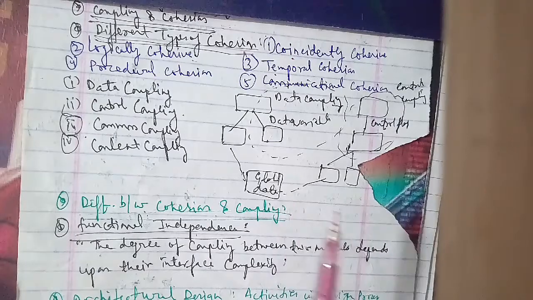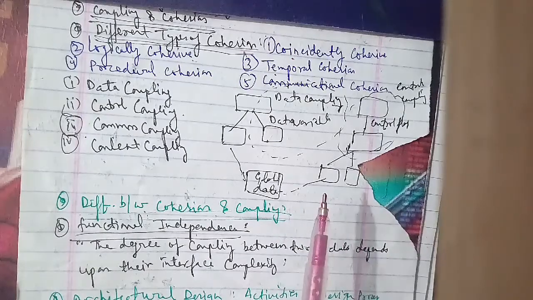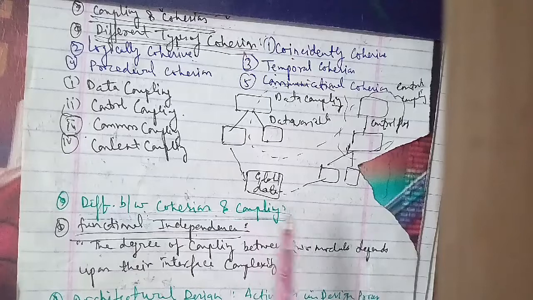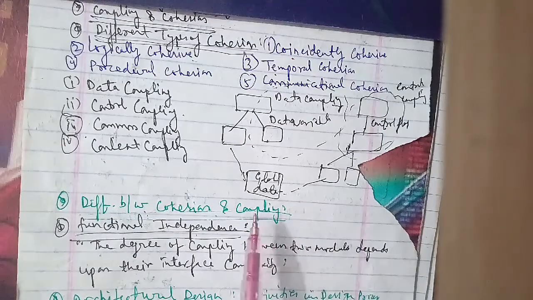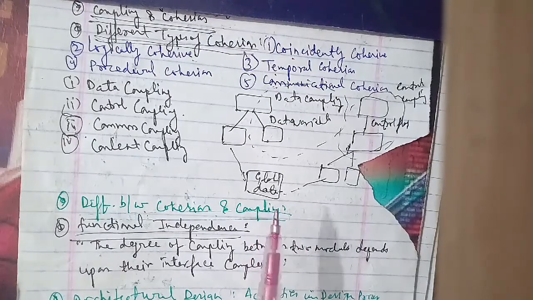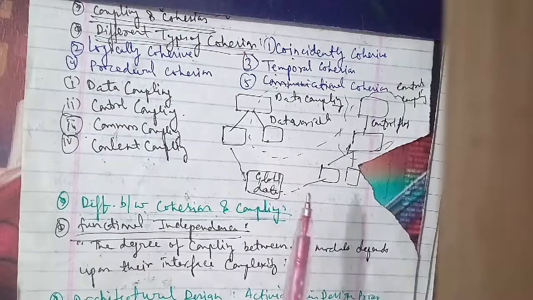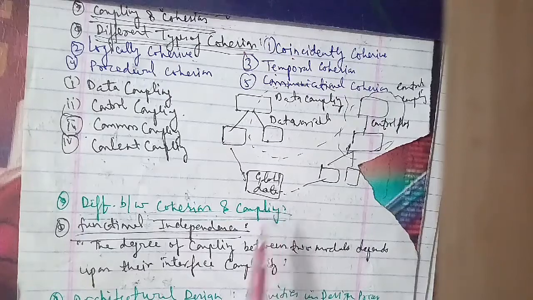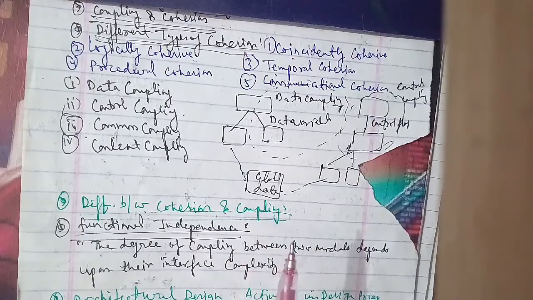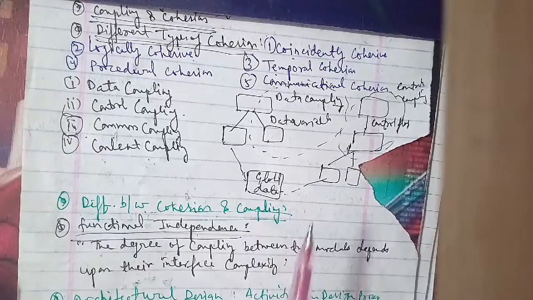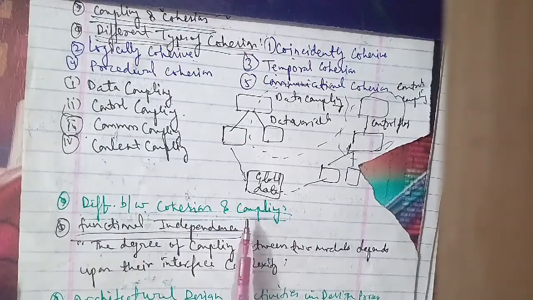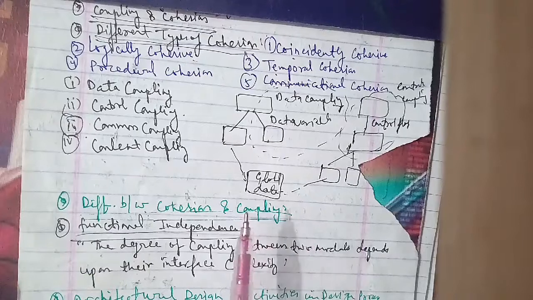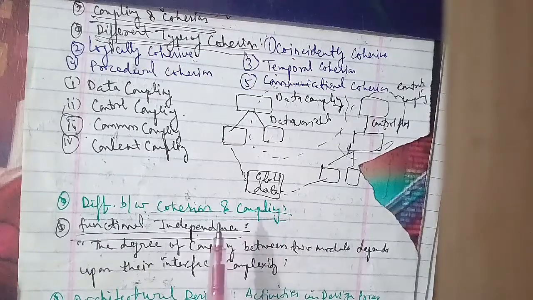Now, related to this, another question has been asked, for 10 marks. The question is to explain the following statement: the degree of coupling between two modules depends upon their interface complexity. This is being asked for 10 marks, so this is also an important one.